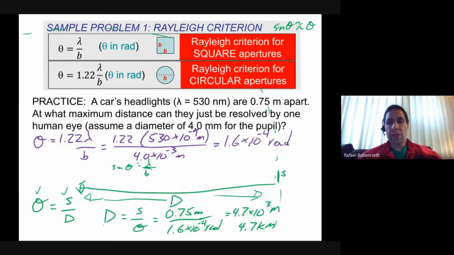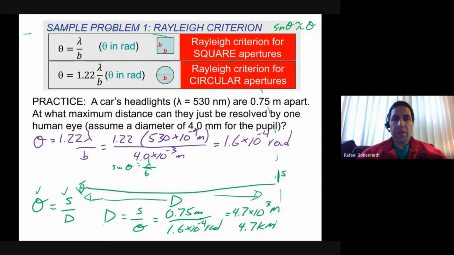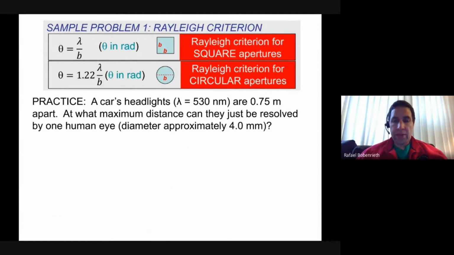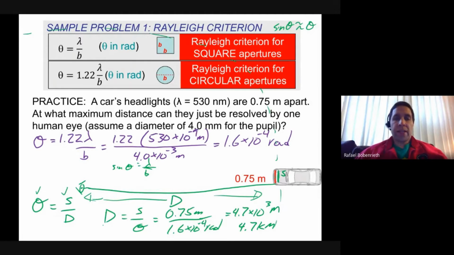So we have a car's headlights that are 0.75 meters apart. What maximum distance can they just be resolved by one human eye? Assume a diameter of 4.0 millimeters for the pupil. So notice we have the car and the distance there. Ignore the purple and the green for now. And that's 0.75 meters. The first thing we have to understand is, given that the pupil of our eye is 4.0 millimeters, what minimum angular separation is required for the eye to resolve it? So you're going to use this equation for circular apertures.